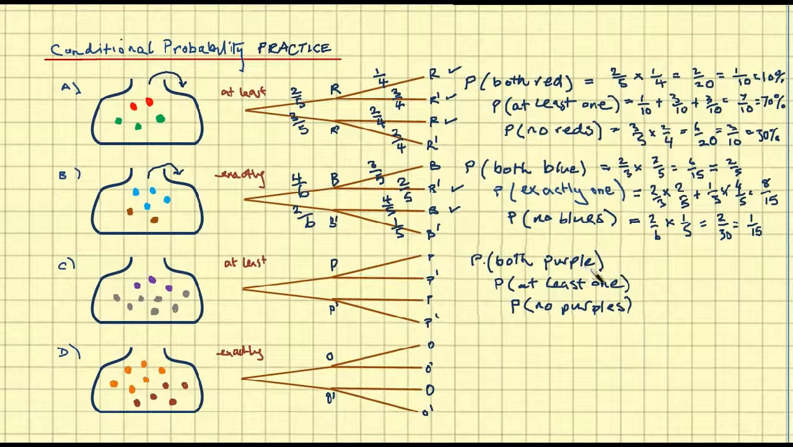So now probability both are going to be purple on this problem, probability of at least one purple, or probability of no purples. Alright, pause the video, see if you can give that a go. So, probability of both purple, so if we go to our tree diagram, we've got the first branch, just probability of drawing a purple then.